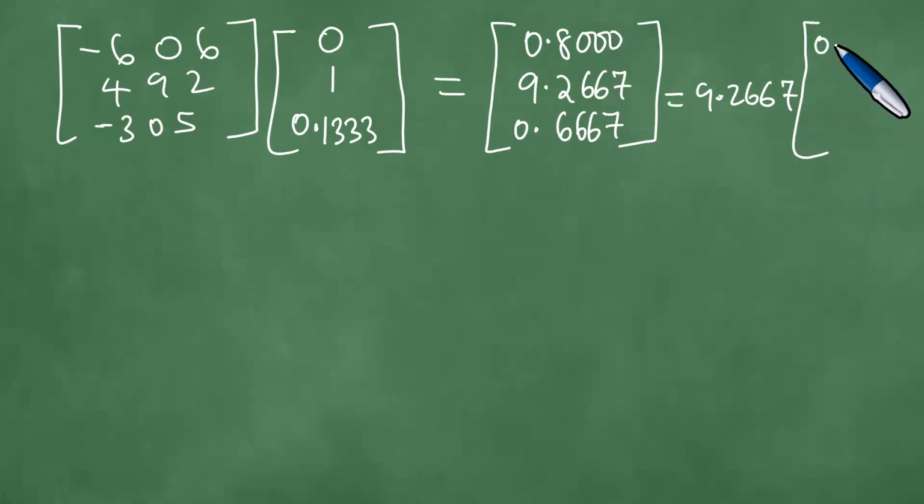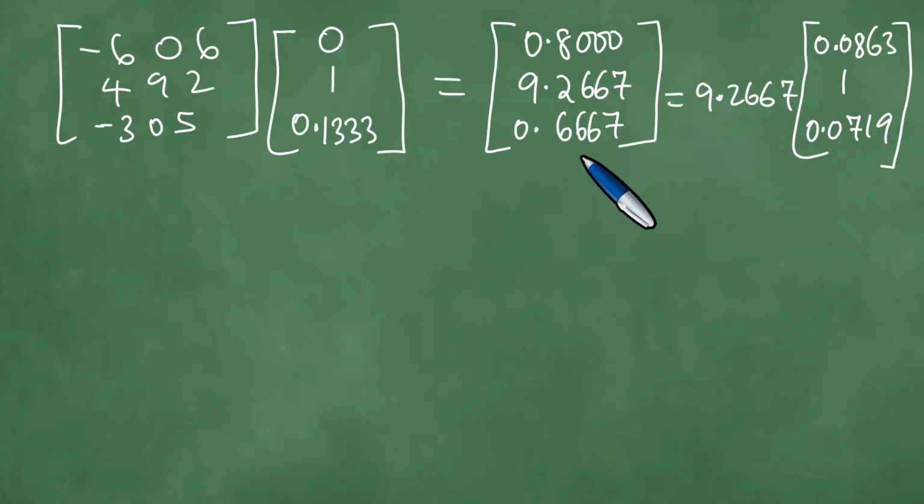Which is 0.08, 6, 3, 1, 0.07, 1 9. Like this. Next.